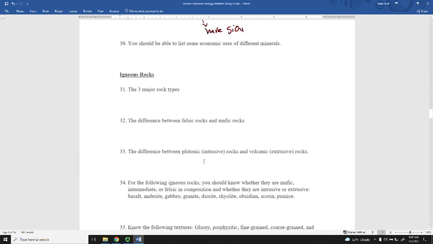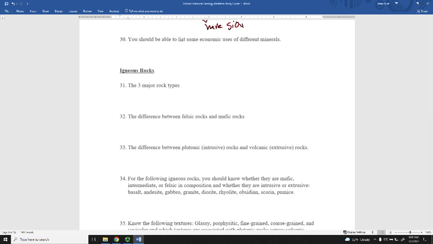You should also be able to list maybe an economic use of some minerals. So I talked a lot about those in the lecture. I'm not going to list them all out right now, but you should be generally familiar, because on the test I might ask you, can you name one economic use of one mineral, something like that. So you should be able to answer a question like that.